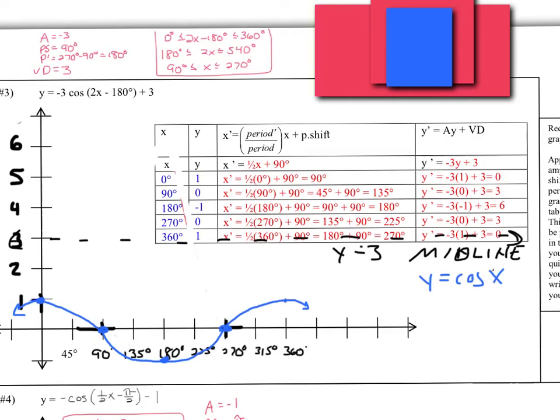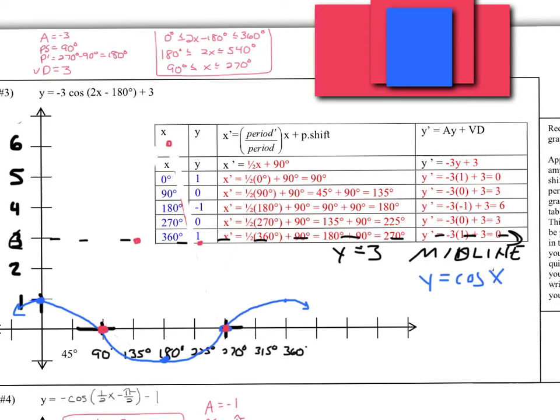All right, so I put these points on. We got 90, 0. It's right on top of this other point. 135, 3. And then I have 186. And then 225, 3. And then 270, 0.